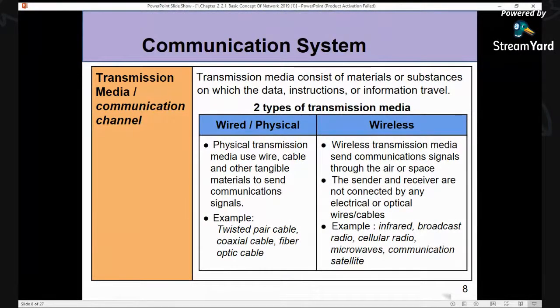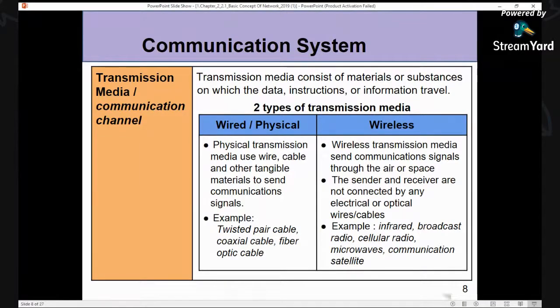Alright, so we proceed to physical transmission media or wired, which uses wire. Okay, for sure it's wired or physical, we must use a wire or cable or other tangible material to send communication signal. For example, we have a twisted pair cable, coaxial cable and fiber optic cable. Okay, so everyone has to differentiate between these three types of cable because they have their own function and different usage.